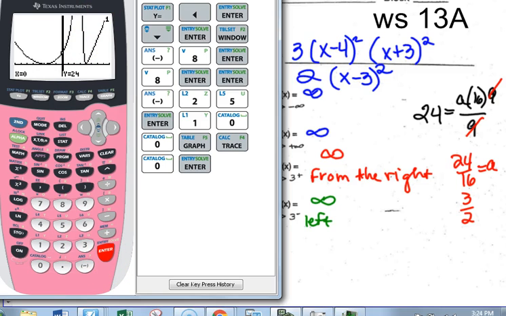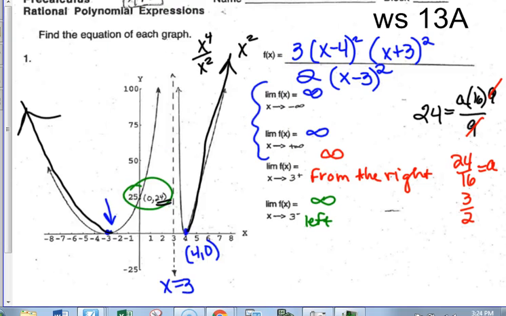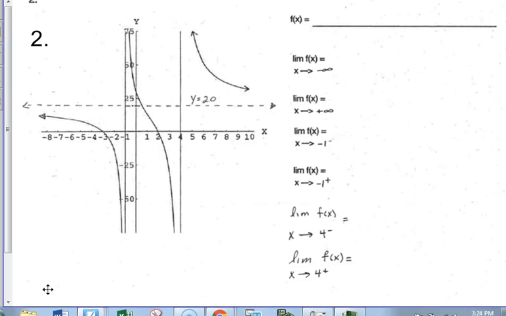Did you have a question? No? All right, I'm not using that calculator again, but I would like to try one more. You want to try 2 or 3? We probably don't have time for both. 2? There's only 4. This one? Oh, yeah. Okay.